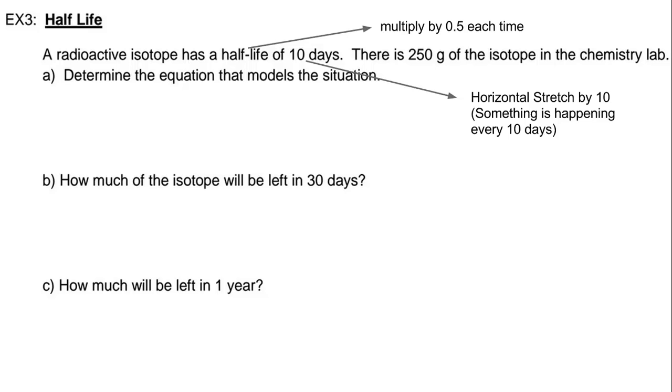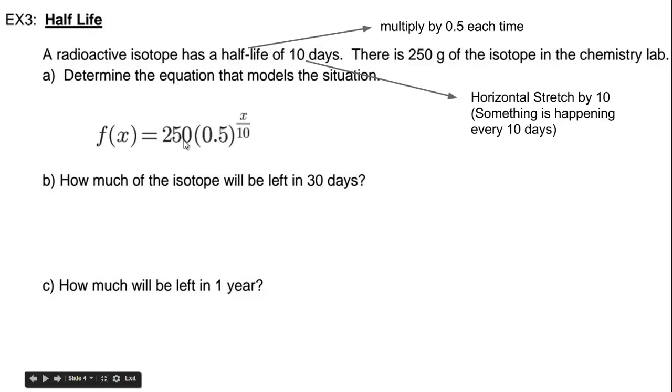There's 250 grams of the isotope in the chemistry lab. That's their starting amount. So what you're looking for in these questions is a starting amount, what you're multiplying by every time, and then potentially in the second part of the question, what you actually need to sub in or solve for.